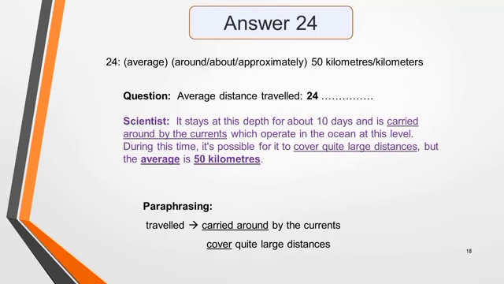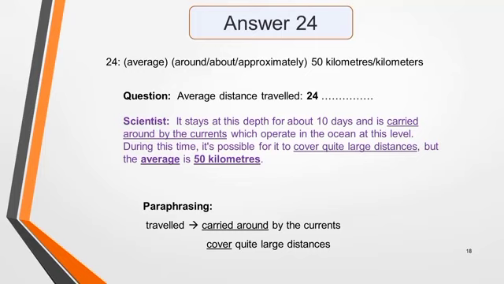around, about or approximately. Here are the diagram label and the section of recording this answer appears in. The sentence in the recording is, "It stays at this depth for about 10 days and is carried around by the currents which operate in the ocean at this level. During this time, it's possible for it to cover quite large distances, but the average is 50 kilometres."